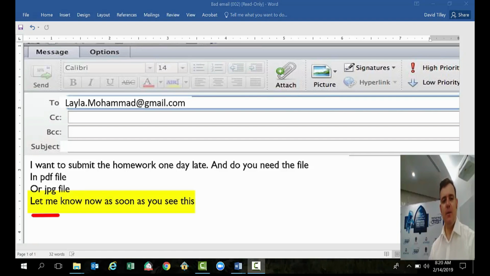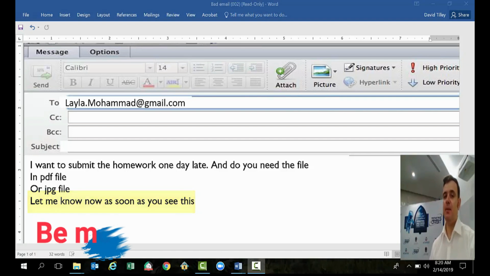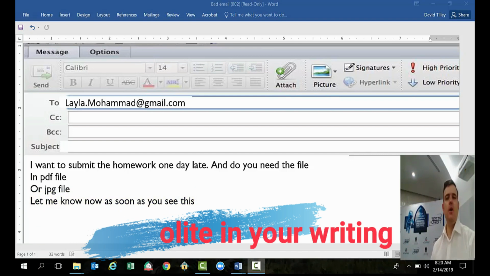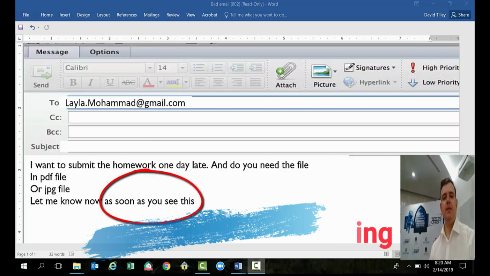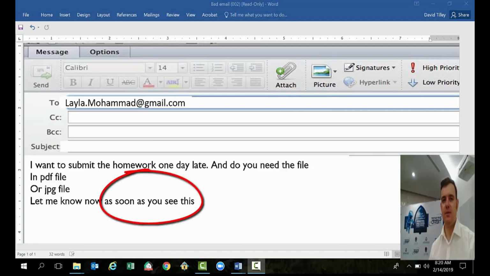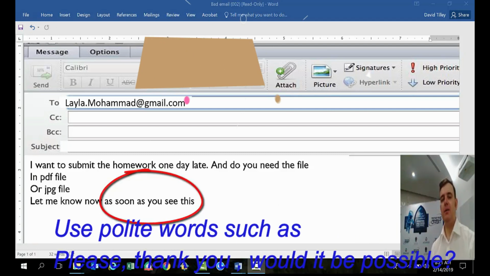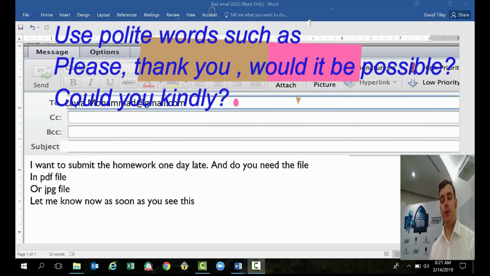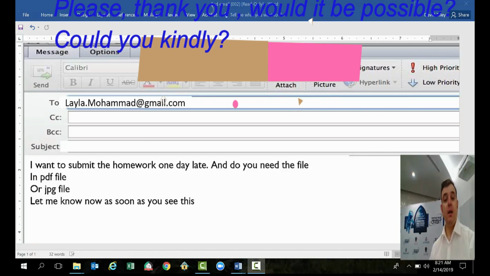If we look at the ending there, we have let me know as soon as you see this file. Once again, as I mentioned, be careful of your vocabulary usage. It could be seen as a little bit offensive or rude to the reader. Let me know as soon as you see this. Right, so be polite. Use words such as please, thank you, would it be possible, could you kindly.